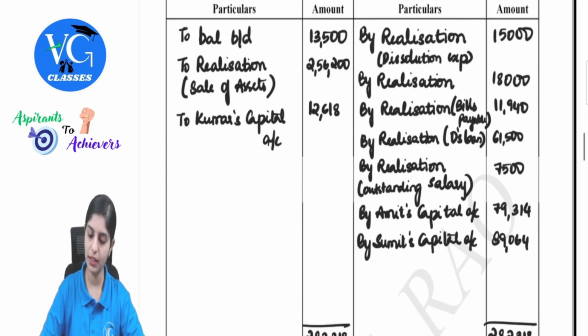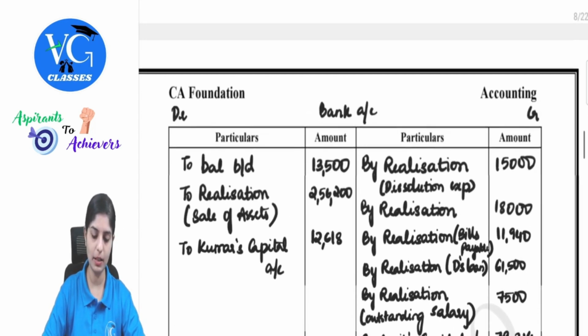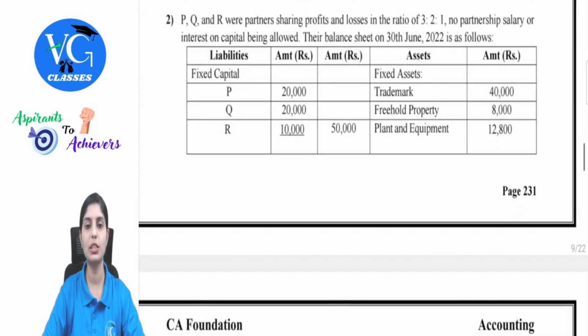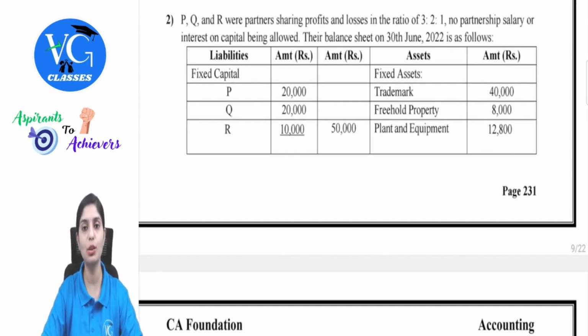So both sides 15,000 plus 18 plus 11,940, 61,500, 7,500, 79,314, 89,064. So 2,82,318. So this completes our question 1. In this particular question, I just gave you a basic structure on how to proceed with the dissolution and one treatment with respect to your partner's loan. Because the partner had a debit balance. If it was a credit balance, there was no such complication there.